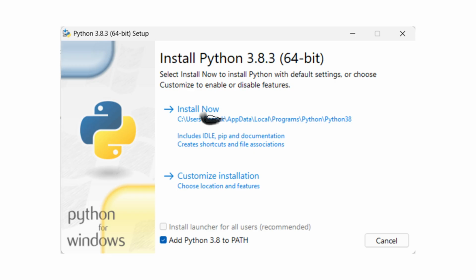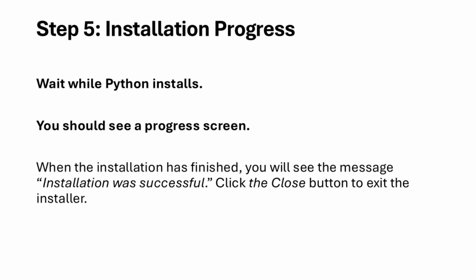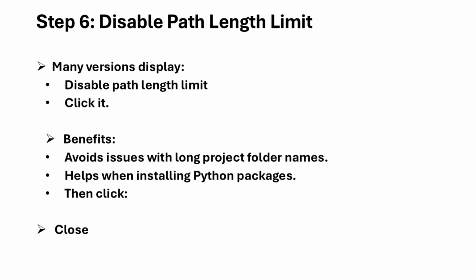Step 4. User account control. Windows may ask, do you want to allow this app to make changes to your device? Click Yes. Step 5. Installation progress. Wait while Python installs. You should see a progress screen. When the installation has finished, you will see the message: installation was successful. Click the Close button to exit the installer.